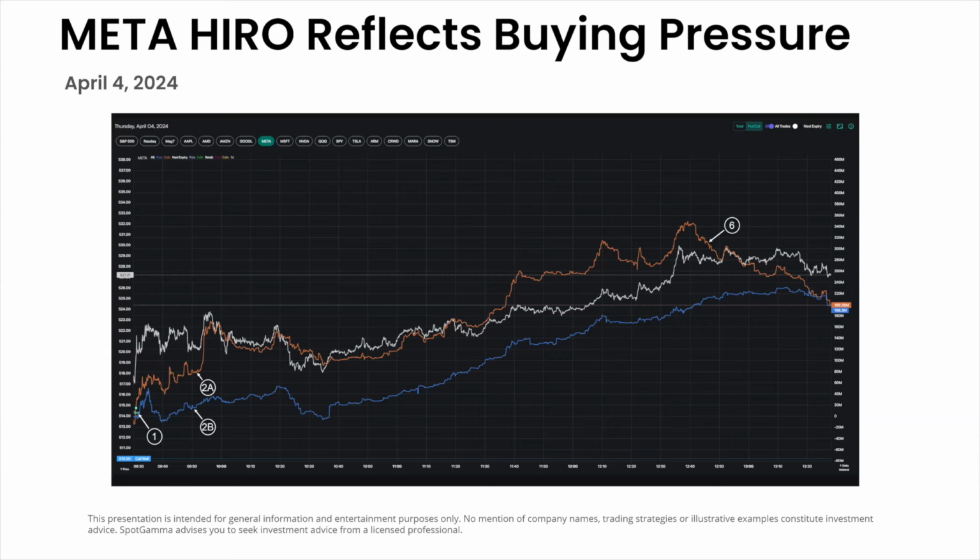At around 12:40 p.m. Eastern Time, traders stopped buying calls and started selling calls, shown by label 6 on the chart. This was the signal to exit any remaining long positions. This was also a good time to consider a short or bearish position, since Meta was trading well above the call wall, which usually acts as a ceiling for price.